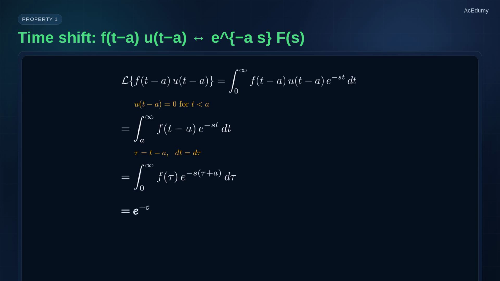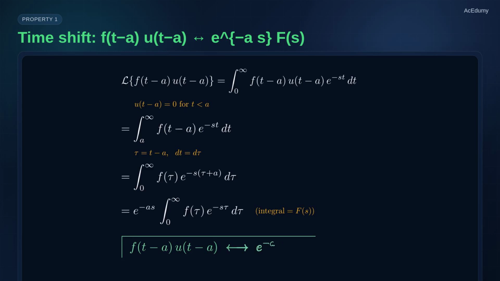Substitute tau equals t minus a, and the integral splits into e to the minus as times the ordinary Laplace integral of f. The conclusion? A delay of a seconds in time becomes multiplication by e to the minus as in the s domain. The magnitude is unchanged, only the phase shifts.